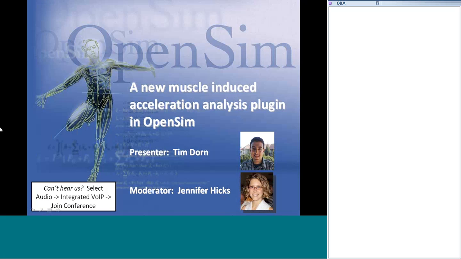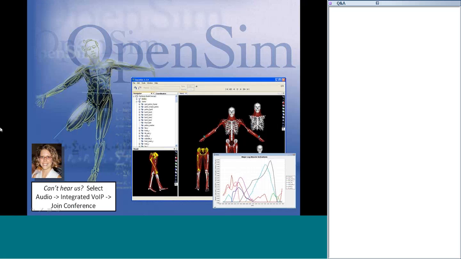OpenSim is a freely available software application for visualizing musculoskeletal structures and simulating movements of humans and animals. The application includes tools for general purpose inverse dynamics, optimization to estimate muscle and joint forces, and tools to analyze and visualize the results of simulations.